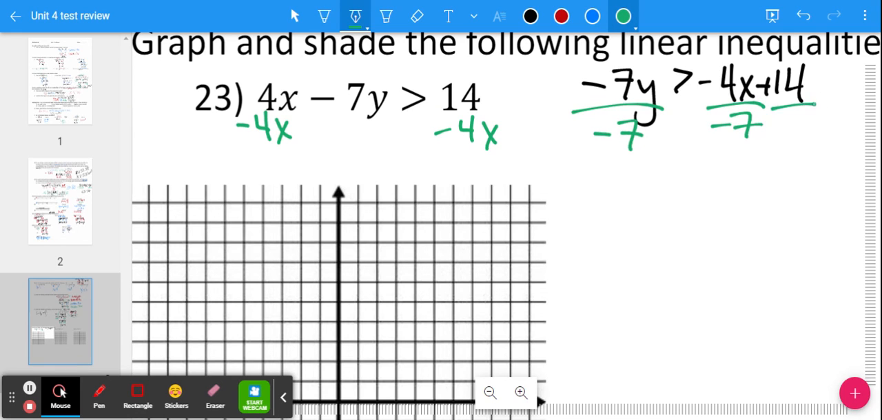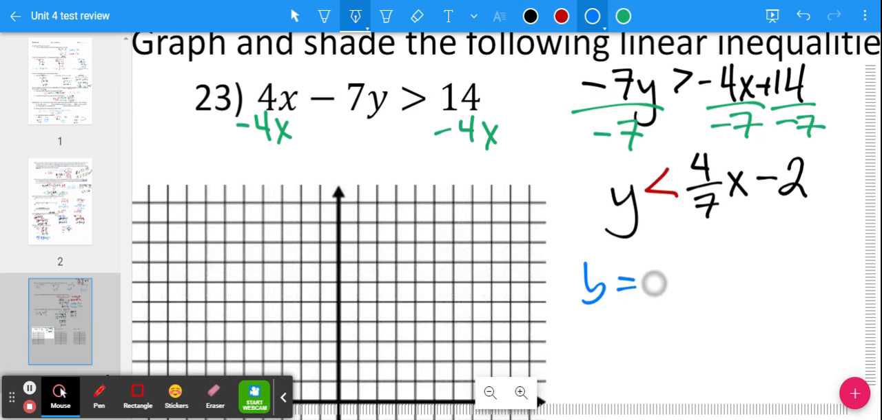We're dividing each part of it by -7. And remember, when you divide or multiply by a negative, you must flip the inequality sign. And that leaves us with 4/7x, because a negative divided by a negative is a positive. And then a +14 divided by -7 is -2. So listing what you know about this, we know our b value is -2. That's your y-intercept, your b.